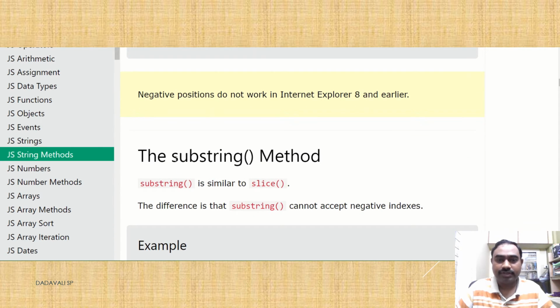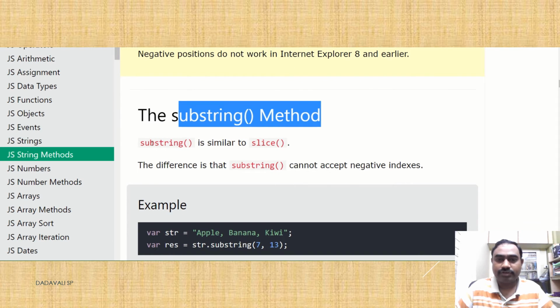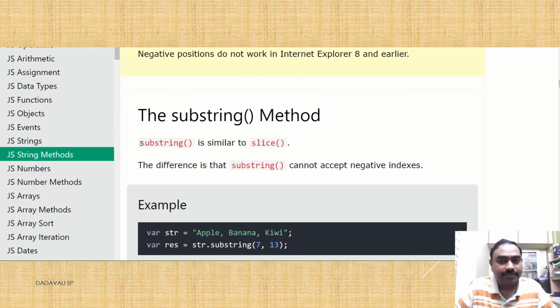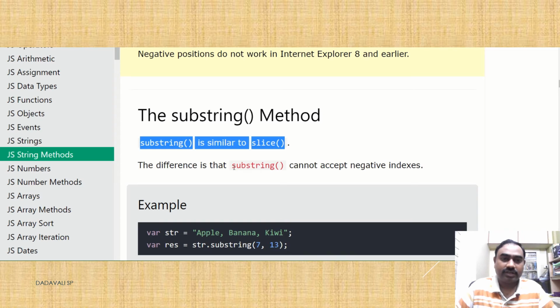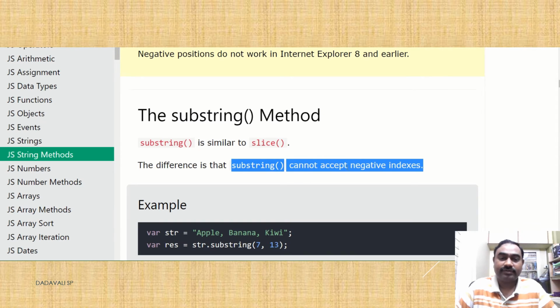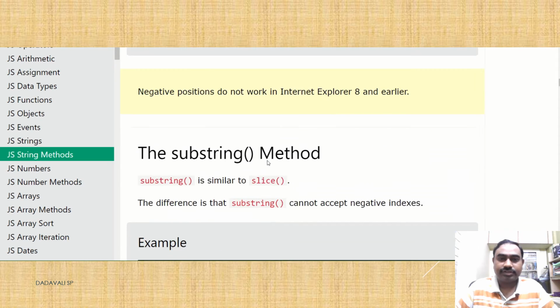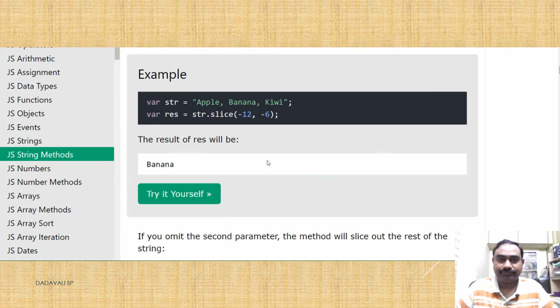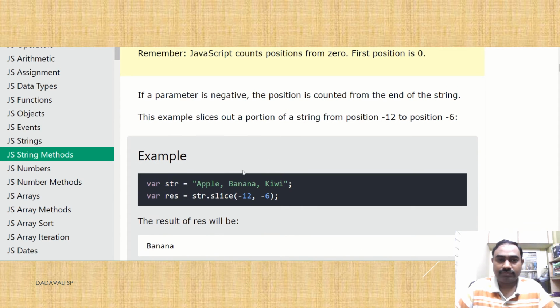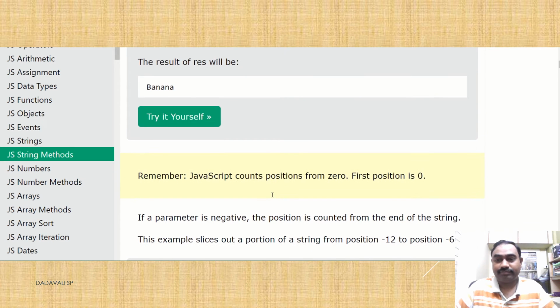The substring method is similar to slice. The difference is that substring cannot accept negative indexes. Here only positive indexes are used, 7 and 13. But slice also accepts negative indexes.